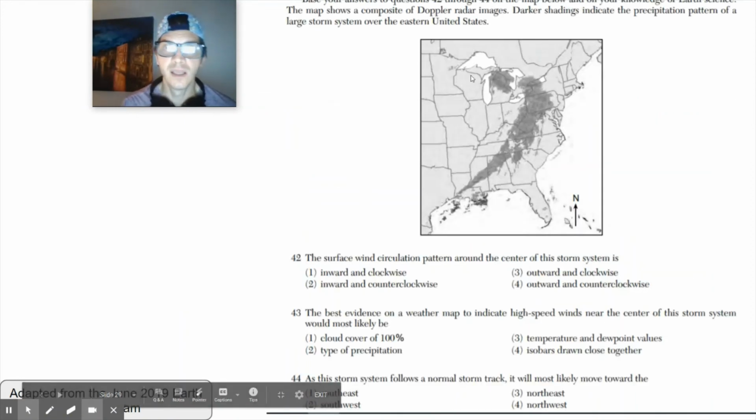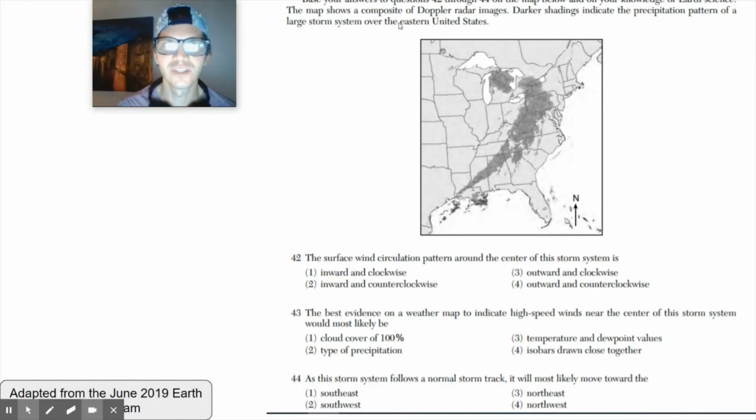Last question. This one's a little bit different than the other one, so we'll read the instructions. It says the map shows a composite of Doppler radar images. The darker shadings indicate the precipitation pattern of a large system over the eastern United States. 3 questions to answer here.